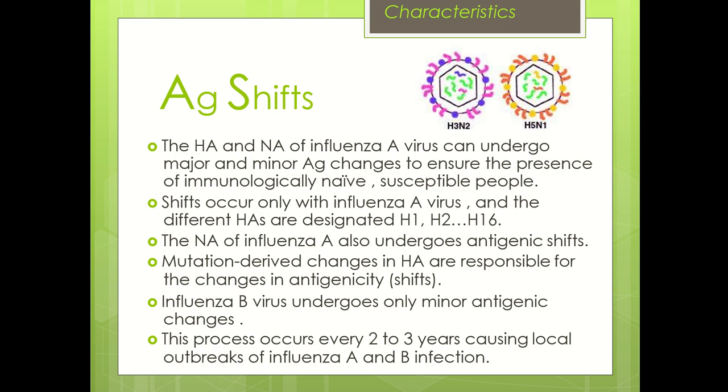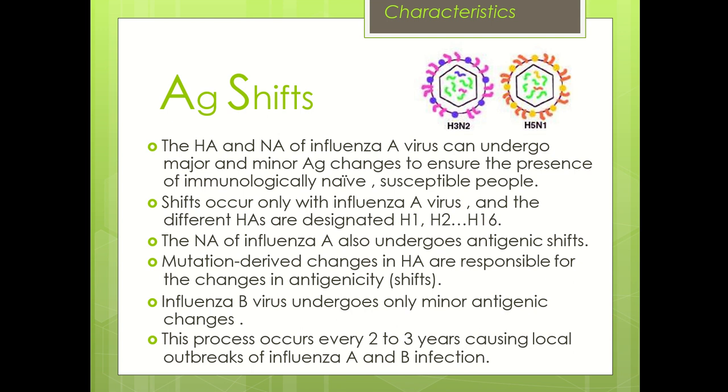And there are some antigenic shifts. So the hemagglutinin and neuraminidases of influenza A virus can undergo major and minor antigenic changes to ensure the presence of immunologically naive, that is, susceptible people. Shift occurs only with the influenza A virus, and the different hemagglutinins found as a result of the antigenic shift are designated H1 to H16.